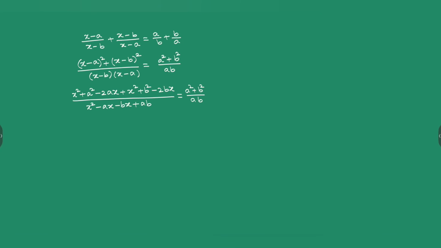Now we will simplify it: x square plus x square is 2x square, then minus 2ax minus 2bx, plus the remaining left over, a square plus b square. And down it is x square. If you take minus x common, minus of a plus b into x plus ab is equal to a square plus b square by ab.